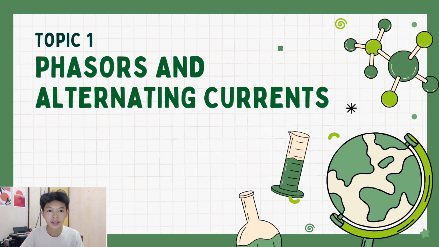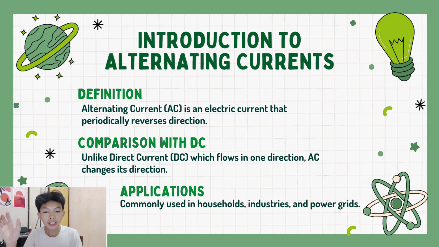Okay, so let's start with topic number 1, phasors and alternating currents. Phasors are special tools that help us understand a special kind of electricity called alternating current, or AC for short. Alright, let's start with alternating current, or AC for short.